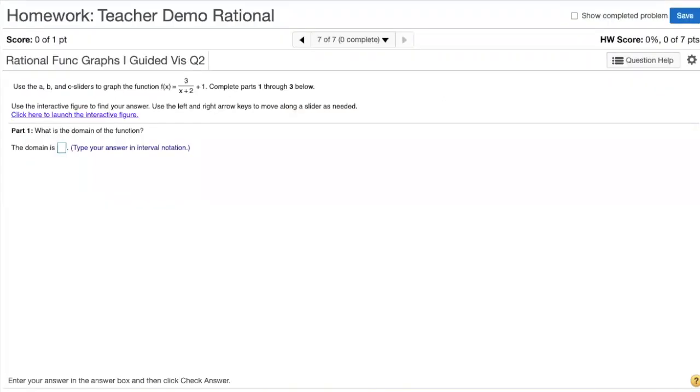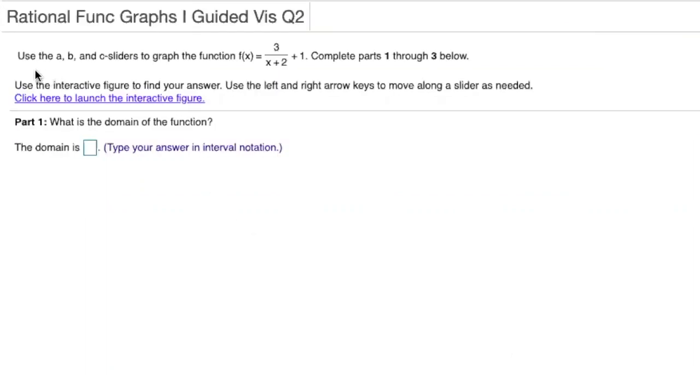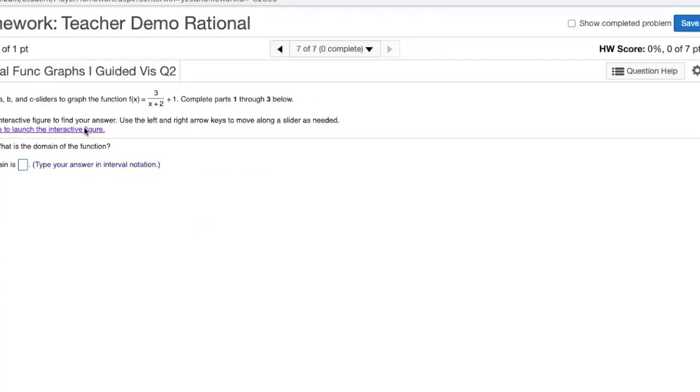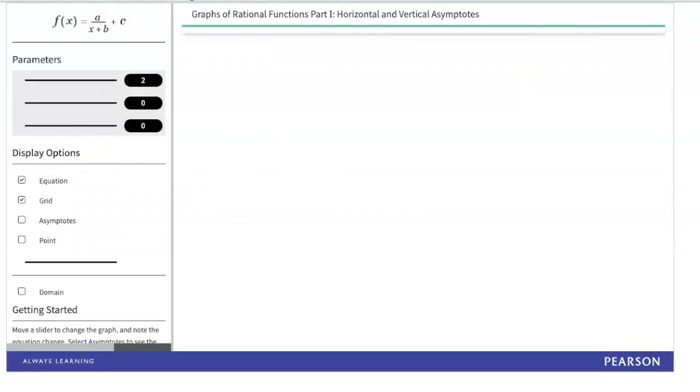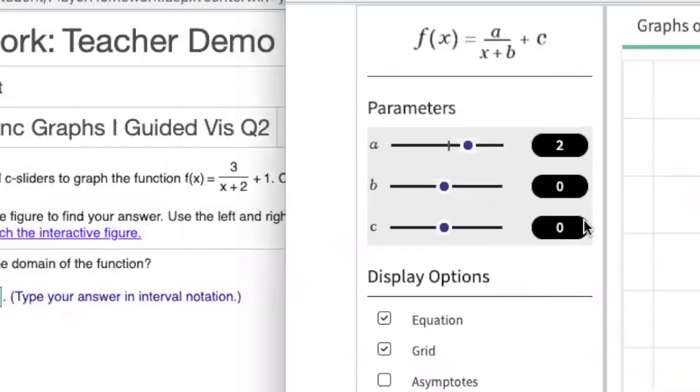This example, I'm going to preview it right in my math lab because there's an interactive figure that you need to use. It says use the A, B, and C sliders to graph this rational function. Now this has a rational function and it's got a shift applied to it. So I'm going to click to get to the interactive figure. You can see my equation is supposed to be 3 over x plus 2, plus 1. Compare your equation to the one at the top of the interactive activity.